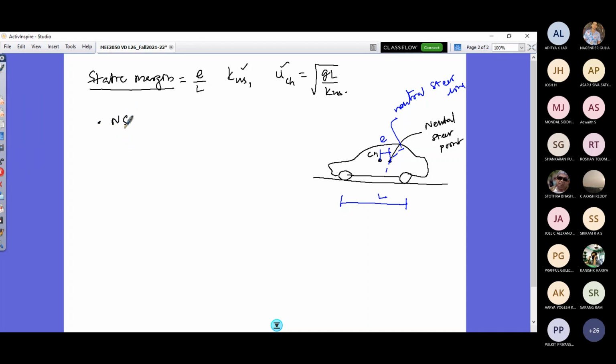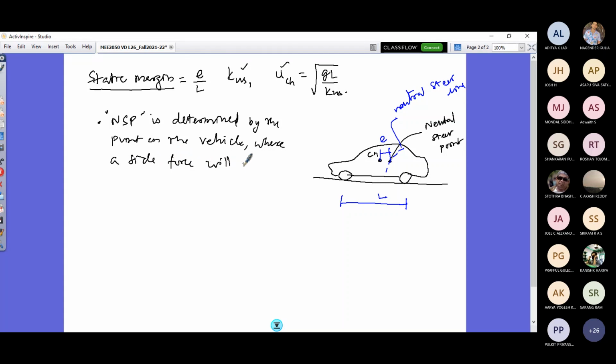Neutral steer point is determined by the point on the vehicle where a side force will produce no steady state yaw velocity. Right? So that is how you define it.